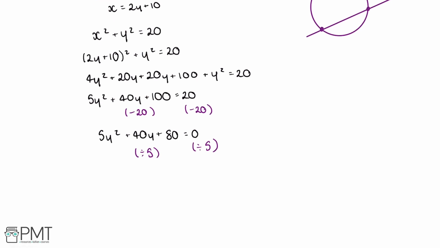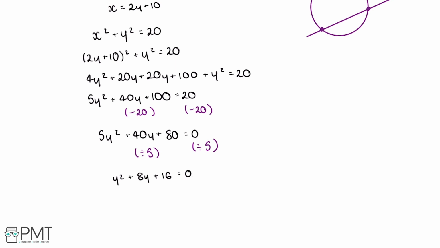So 5y squared divided by 5 gives us y squared. 40y divided by 5 gives us 8y. And then 80 divided by 5 gives us 16. And then 0 divided by 5 is still 0.